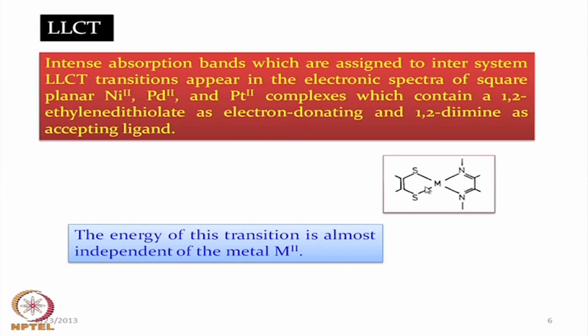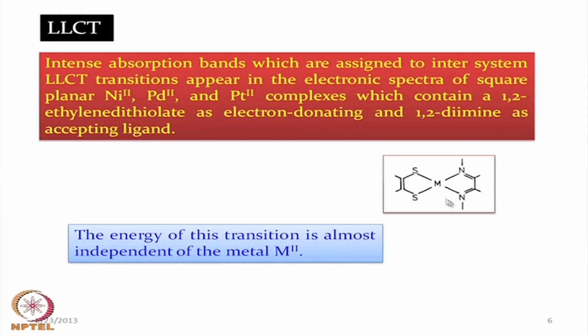Typically it is not always very easy to make this compound of nickel, palladium and platinum, because in most of these cases we have the corresponding homoleptic species, that means both the sulfur bearing ligand molecules or both the nitrogen bearing molecules. But to make this heteroleptic compound, that means one dithiol and one diamine type of ligand, is sometimes very difficult.